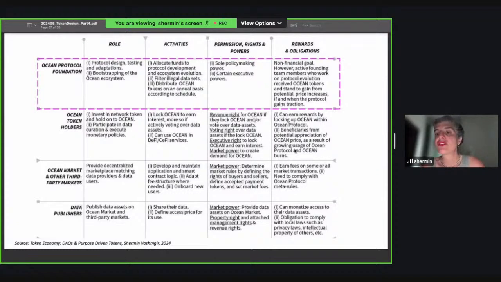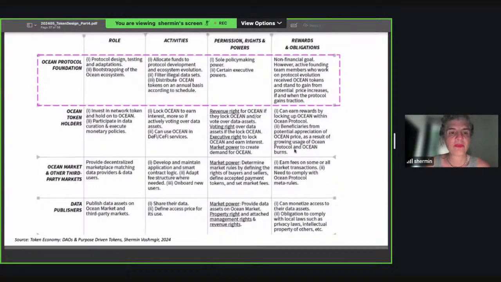However, it is worth mentioning that active founding team members who work on Ocean Protocol in the foundation, in the core team, received initial tokens. So there might be vested interests of people who might be bigger token holders, right? Even though I'm sure most of them also have non-financial goals, you cannot negate the fact that you have some big ocean token holders who also might have financial goals.